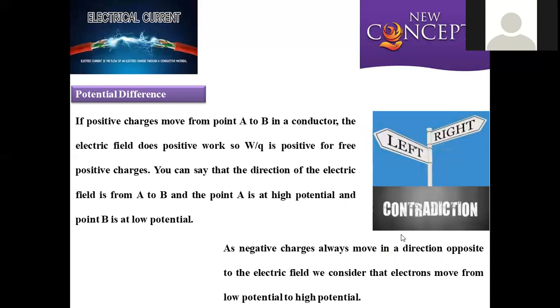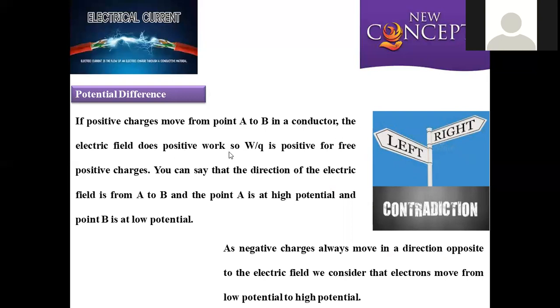And how will the potential difference originate? Why are we taking two different directions here? What is the contradiction between these two statements? Let us discuss in detail. If positive charges move from point A to B, for example, I'm taking sodium positive, and it is allowed to move from point A to B in a conducting material, right?